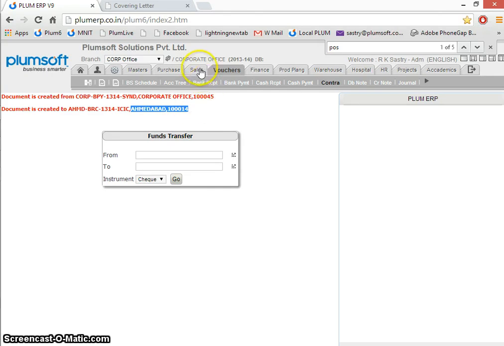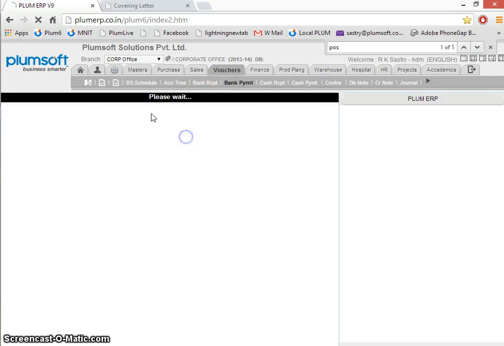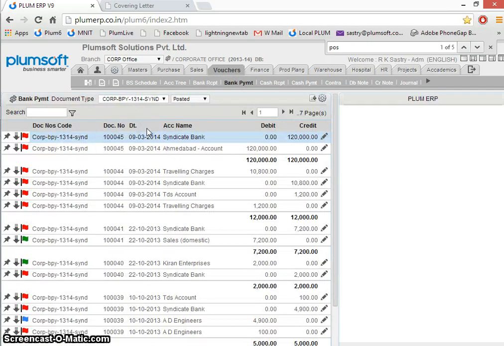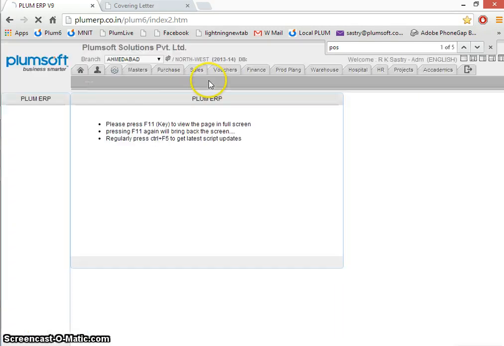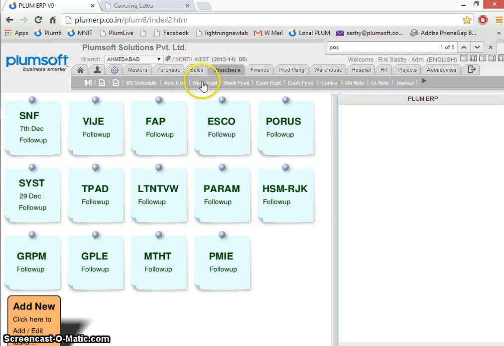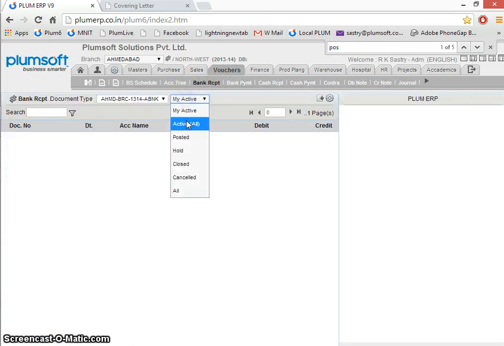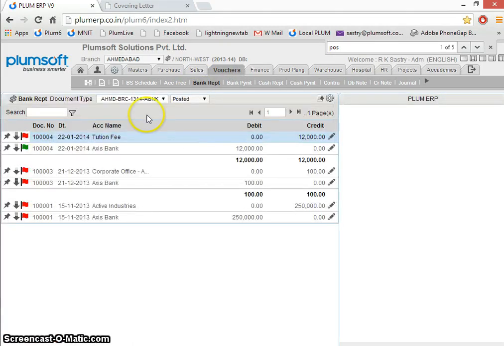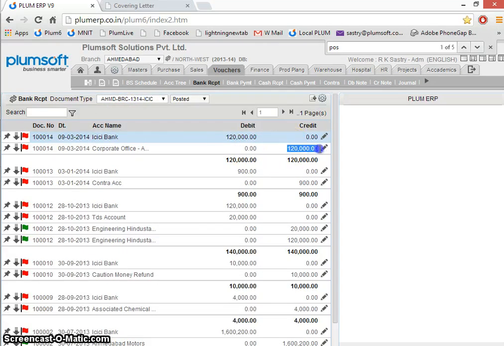Let us just have a look at it. In the bank payment, in the posted state at Syndicate Bank, you will notice the same 12,000 rupees, or 1.2 lakhs, is sent to the Ahmedabad account. In the same way, we can also go to Ahmedabad and see the vouchers. Here it will be a bank receipt, which we will see as the posted bank receipt of ICICI. You will notice 1,20,000, and the reverse entry is attached to the corporate office.